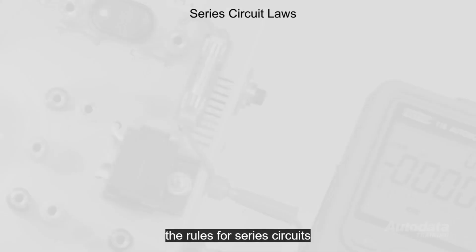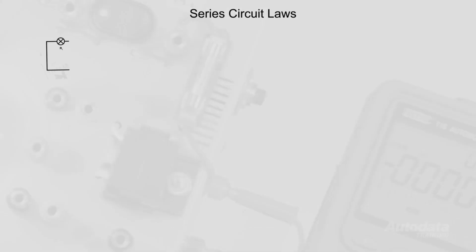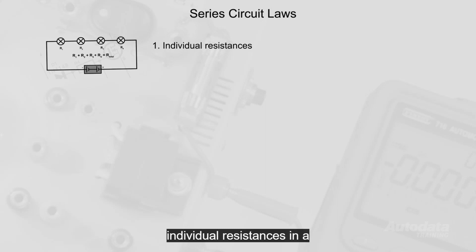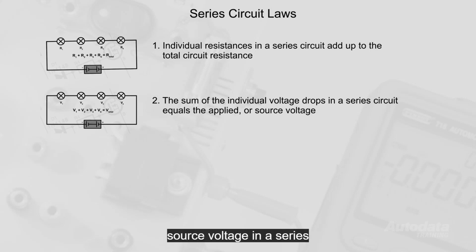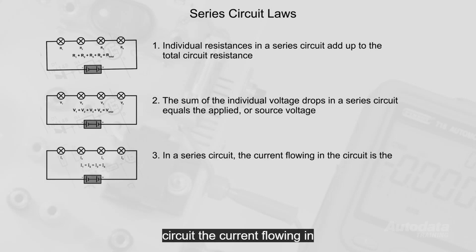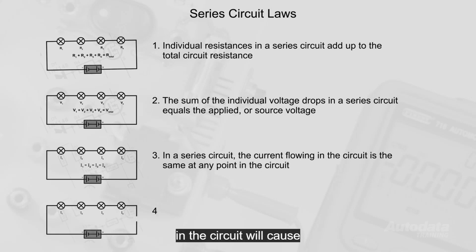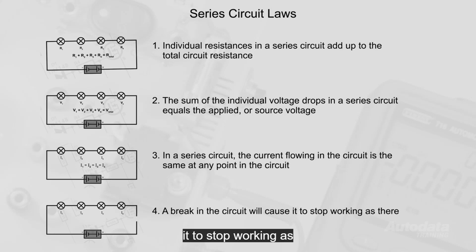Let's have another look at the rules for series circuits. Individual resistances in a series circuit add up to the total circuit resistance. The sum of the individual voltage drops in a series circuit equals the applied or source voltage. In a series circuit, the current flowing in the circuit is the same at any point. A break in the circuit will cause it to stop working as there will be no current flow.